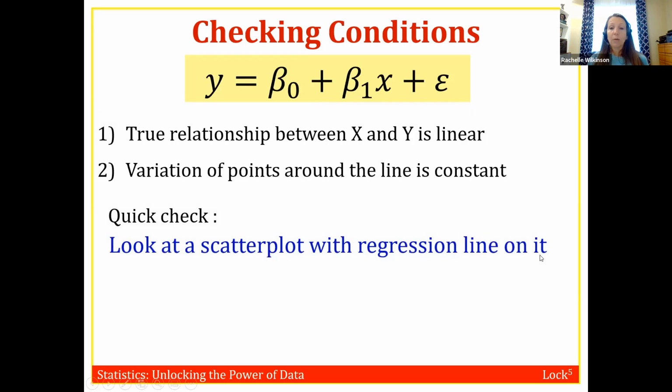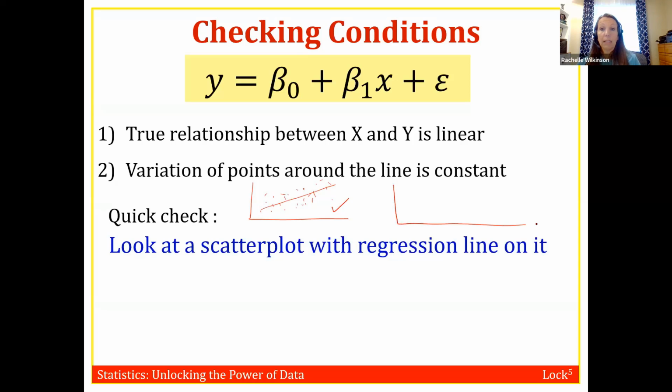So we're going to look at a scatter plot with the regression line on it. This second one here, the variation of the points around the line is constant. What that means is that we want to have points bouncing up and down the same distance all along the line. I'll show you another example in a minute, but here's a basic one I can draw out here. If this is my regression line and I just have points going on both sides of the line all over like that, then this is good, okay?